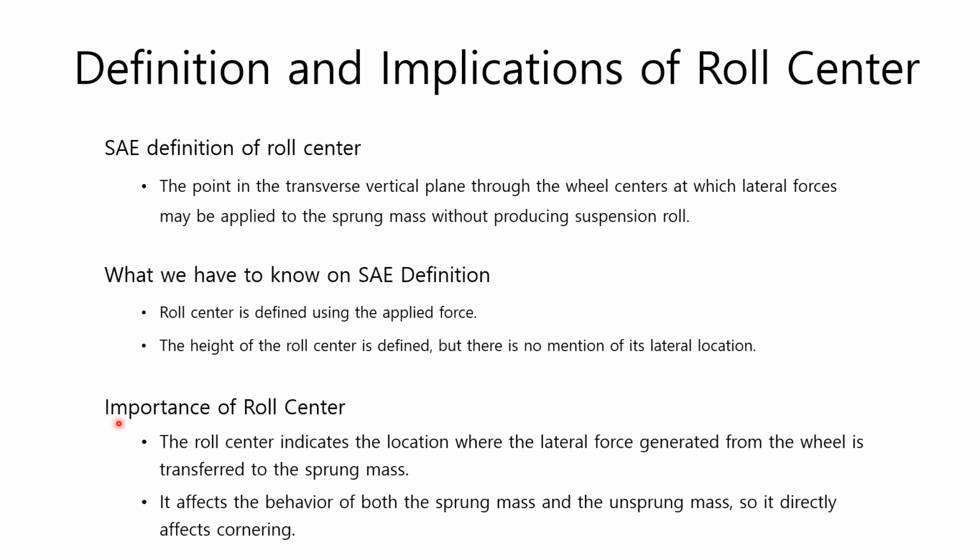The roll center is an important characteristic value that summarizes the important characteristics of the developed suspension. The roll center indicates the location where the lateral force generated from the wheel is transferred to the sprung mass, and therefore it affects the behavior of both the sprung mass and the unsprung mass, so it directly affects cornering.